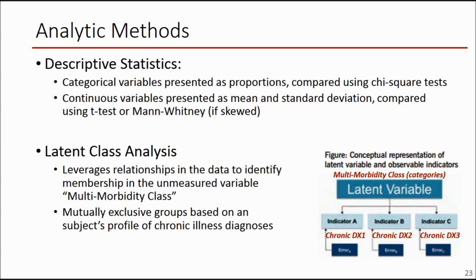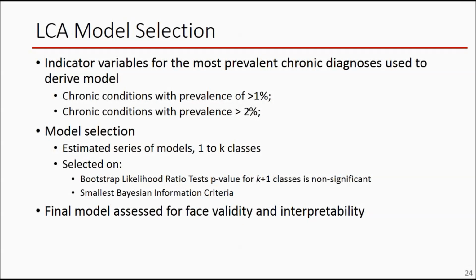Analytic methods: descriptive statistics, categorical variables or proportions compared using chi-square, continuous variables were mean and standard deviation using t-test or Mann-Whitney if it was a skewed variable. Our clustering methodology was latent class analysis. This is a maximum likelihood-based method that leverages the relationships in the data to identify membership in a latent variable or unmeasured variable, which in this case we're conceptualizing as multi-morbidity class. And what it does is it assigns each child to a mutually exclusive group of the class that they best fit based on their profile of chronic conditions that they have in the data.